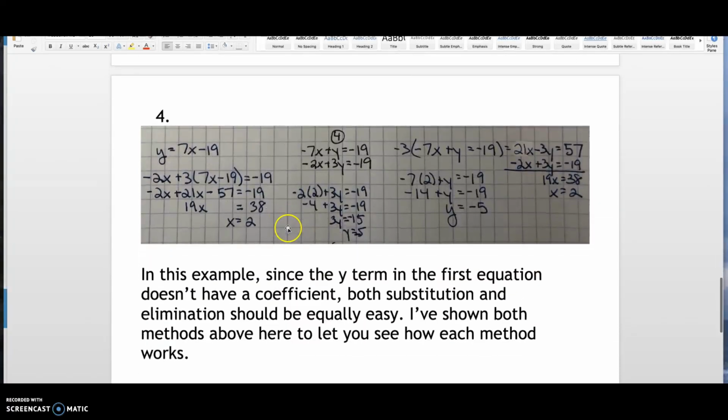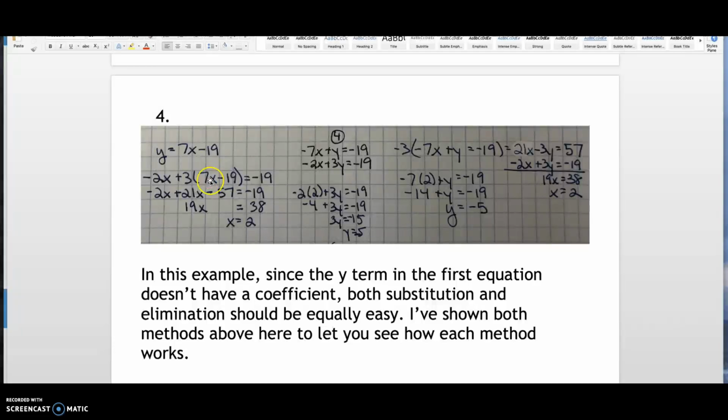And the last question, in this example, since the y term in the first equation doesn't have a coefficient, both substitution and elimination should be equally easy. I've shown both methods above here to let you see how each method works. My question is negative 7x plus y equals negative 19, and negative 2x plus 3y equals negative 19. Over here is elimination. Over here is substitution.